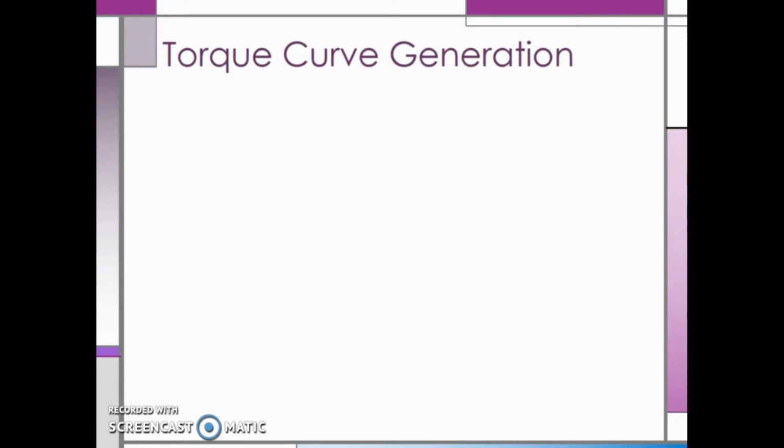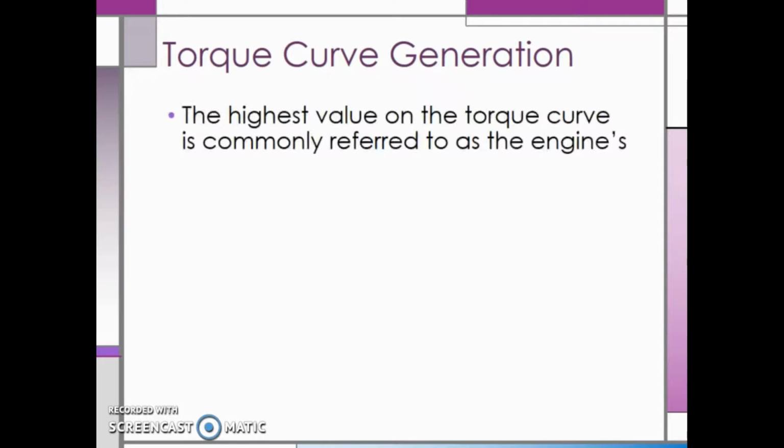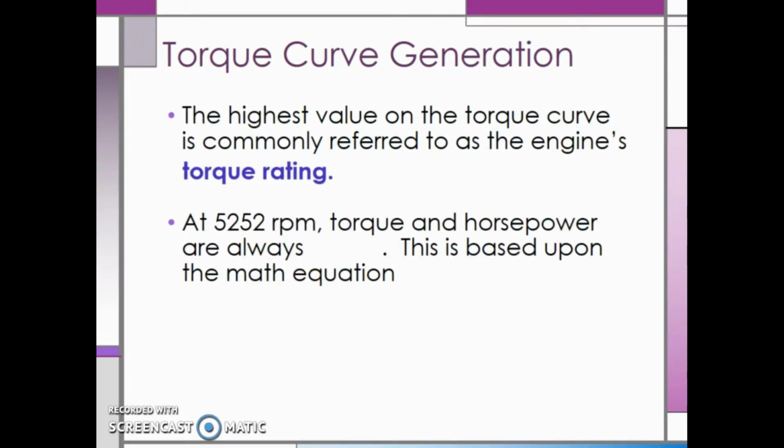When looking at these torque curves, the highest value on the curve is commonly referred to as the engine's torque rating. One other thing I want to point out is that at an engine speed of 5,252 revolutions per minute, the torque and horsepower are equal, meaning their curves intersect if you plot them on the same graph. This is based upon the equation for horsepower. Remember, to calculate horsepower, we divide by 5,252, so at the speed of 5,252 RPM, the 5,252 will cancel out, causing the torque to be equal to the horsepower.